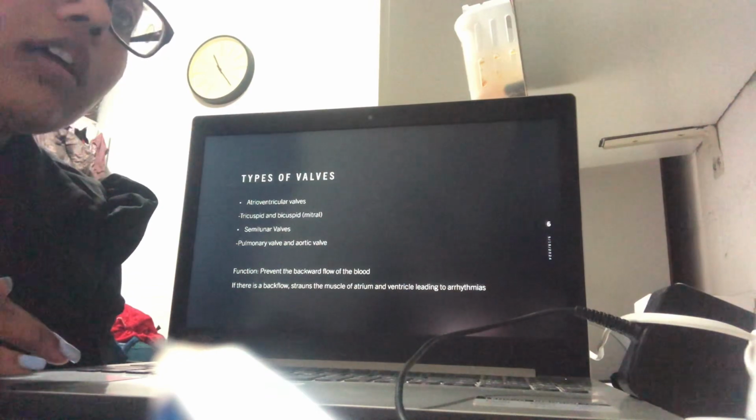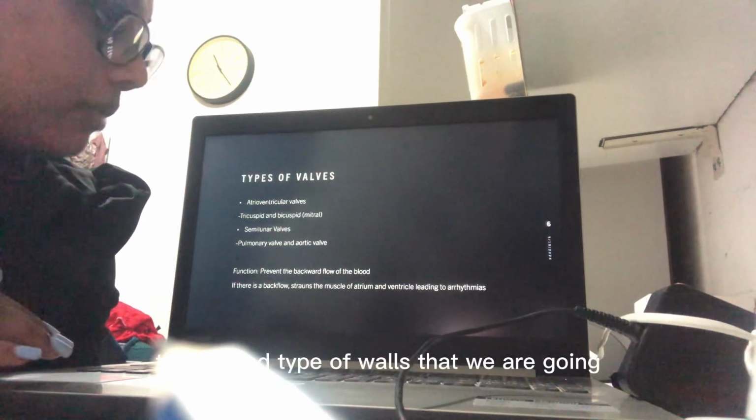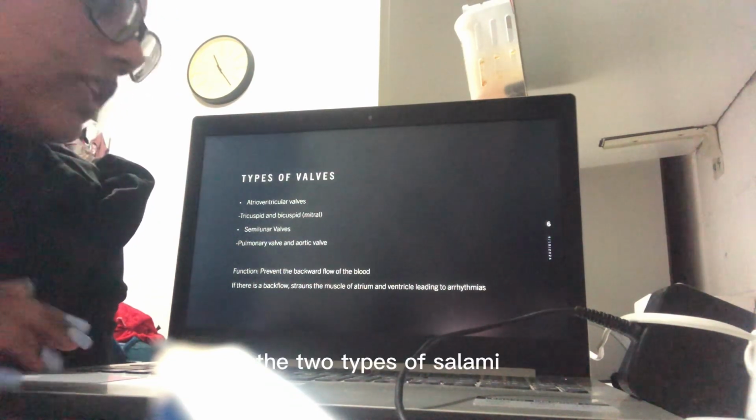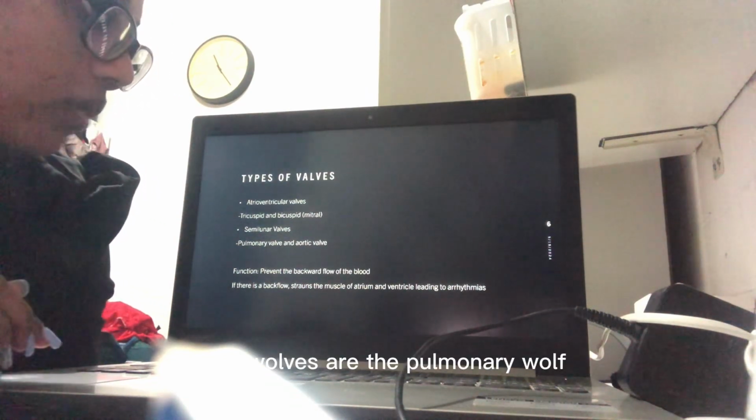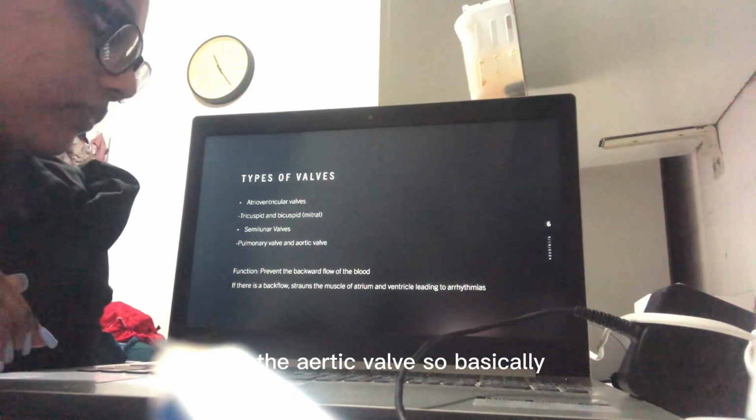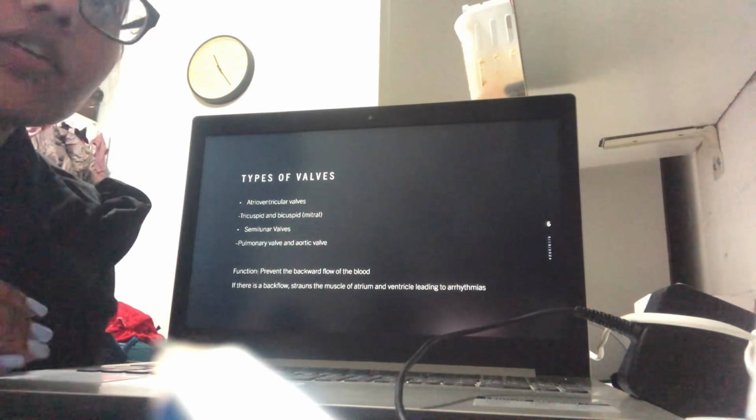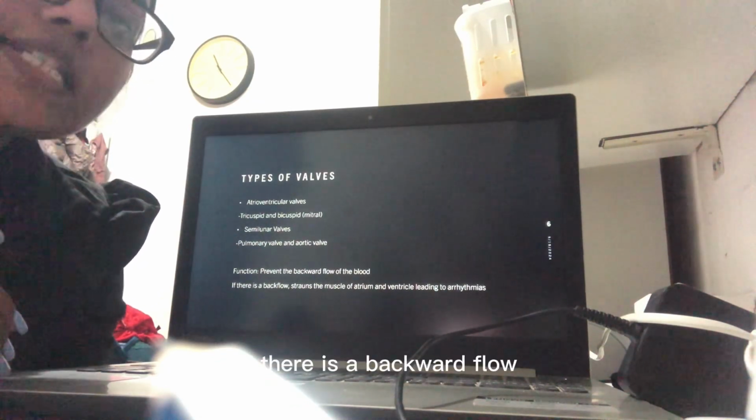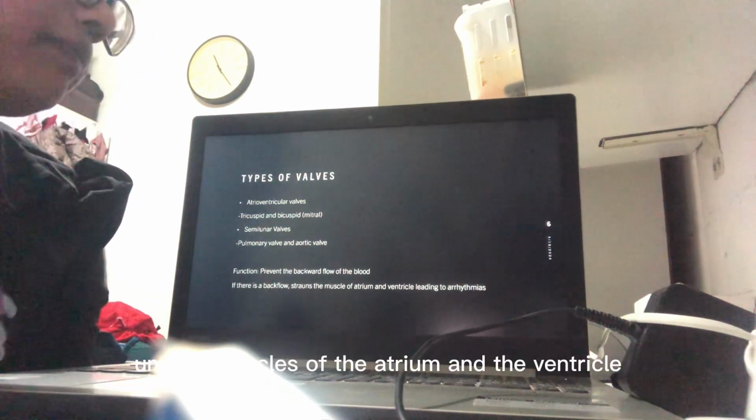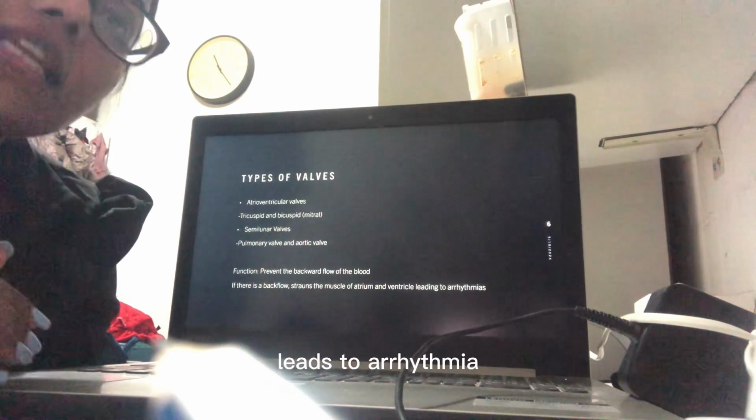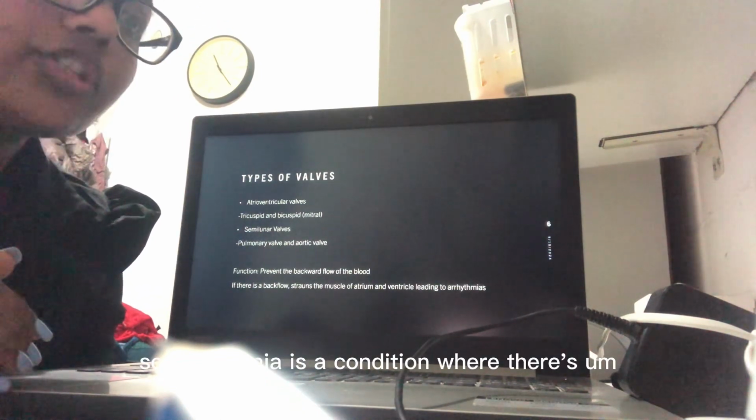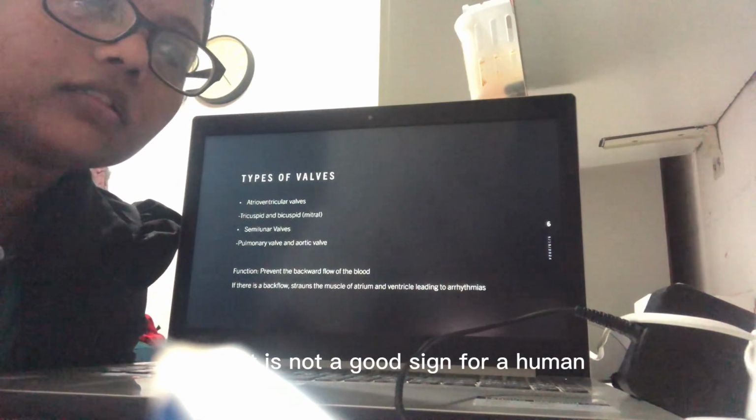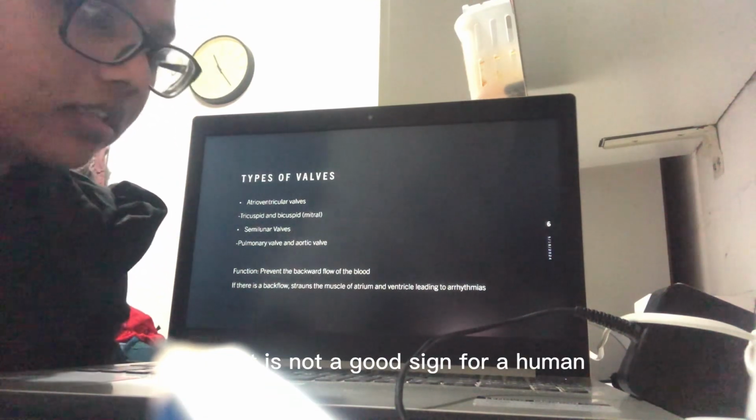And then the second type of valve that we are going to be looking at is the semilunar valves. The two types of semilunar valves are the pulmonary valve and the aortic valve. Basically, the valves are crucial to prevent the backward flow of blood. If there is a backward flow, the muscles of the atrium and the ventricle are affected, which leads to arrhythmia. Arrhythmia is a condition where there's an irregular heartbeat, and that is not a good sign for a human.